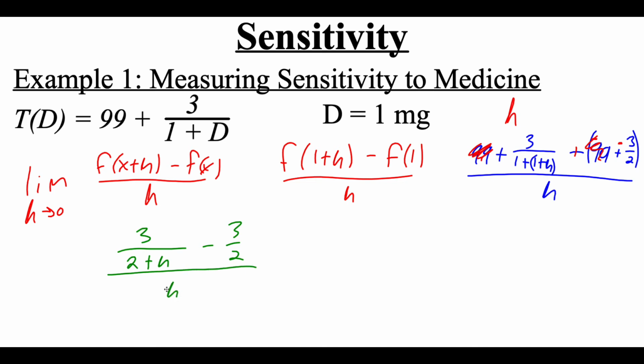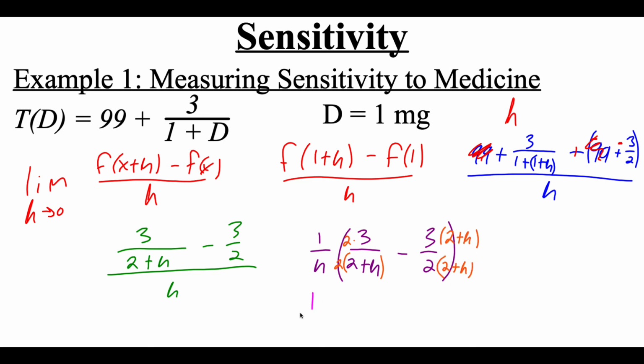I'm going to rewrite this. Instead of having this being over h, I'm going to rewrite it as 1 over h times 3 over 2 plus h minus 3 over 2. And then I see that we're subtracting fractions, so I want to work on getting a common denominator there. So I'm going to multiply this first fraction on top and bottom by 2, and I'm going to multiply this second fraction on top and bottom by 2 plus h.